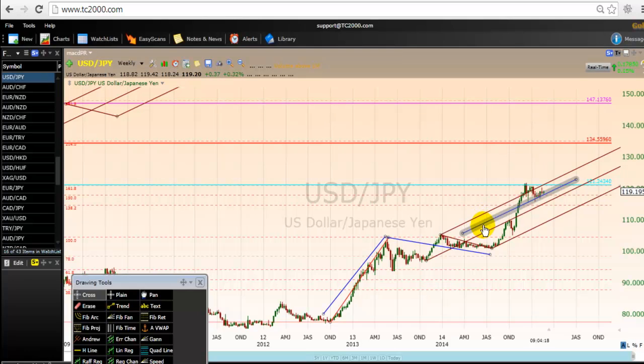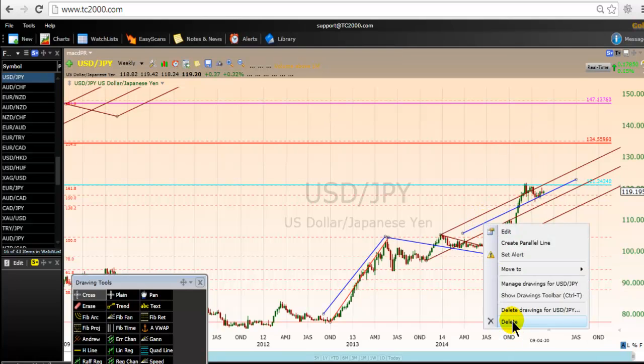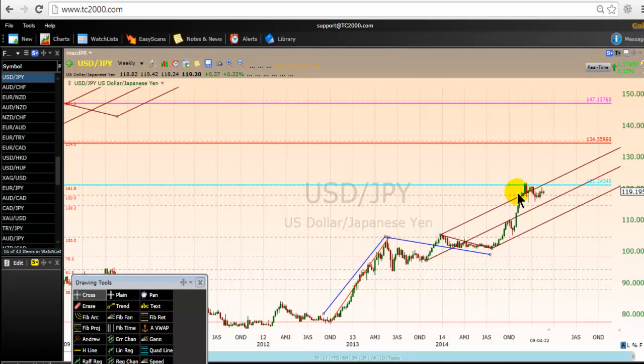So where are we now? The Pitchfork tool, you see how it's allowing us to see the hidden support and resistance levels where we can make excellent trading decisions. I'm going to move this Pitchfork tool again. This time I'm going to put it here.